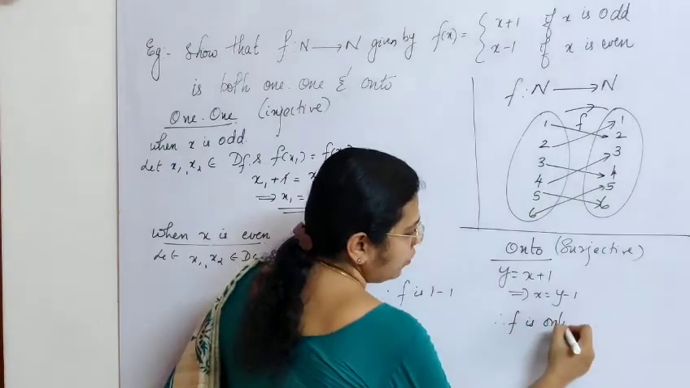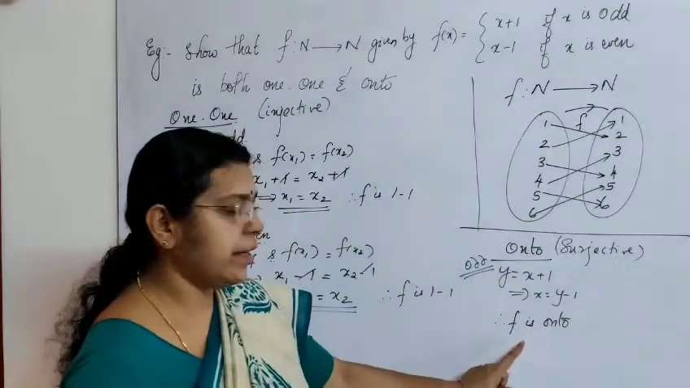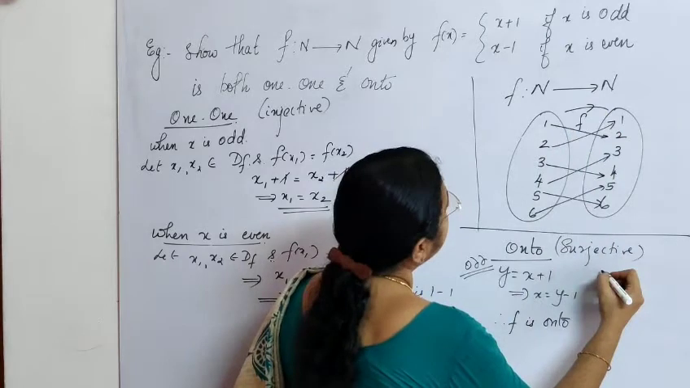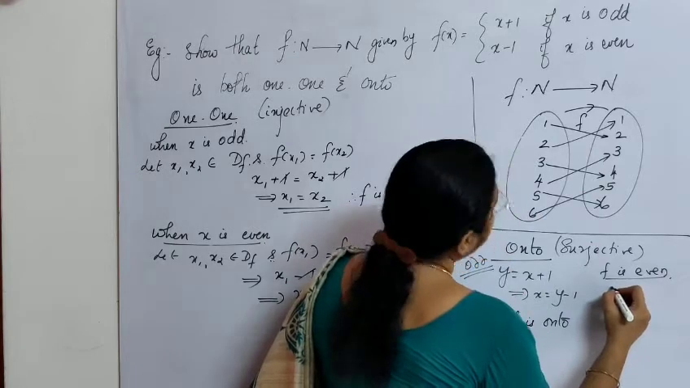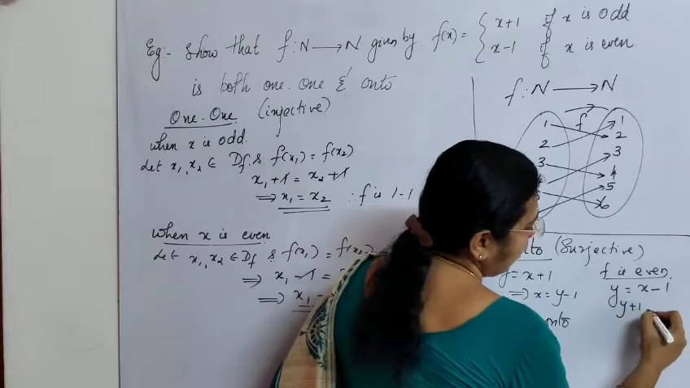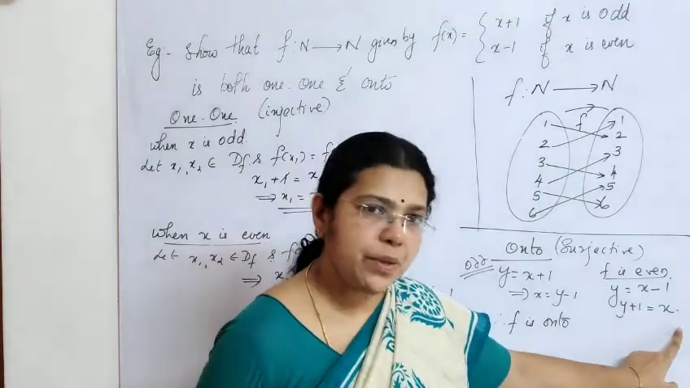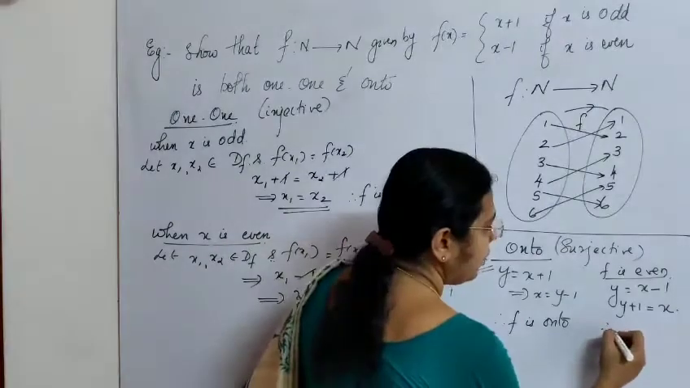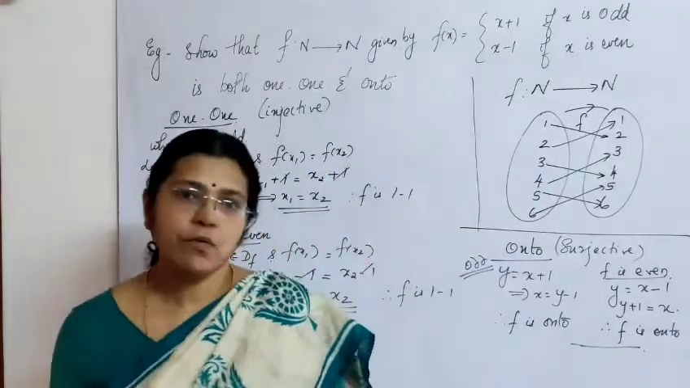f is onto when x is odd. When x is even, I have y equal to x minus 1, or y plus 1 is equal to x. For every value of y, is this x unique? Yes. Therefore, f is what? Onto. This is how I show that f is 1-1 and onto.